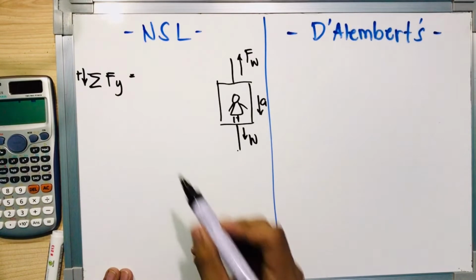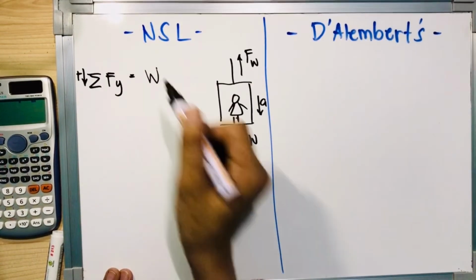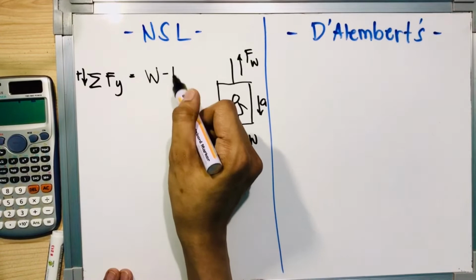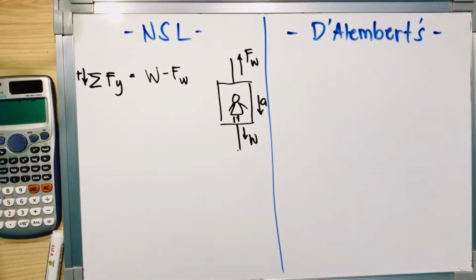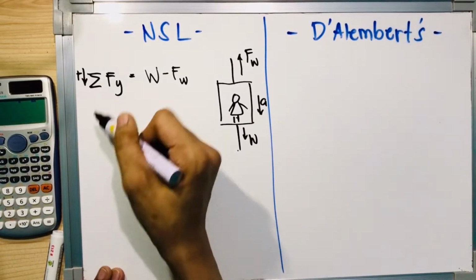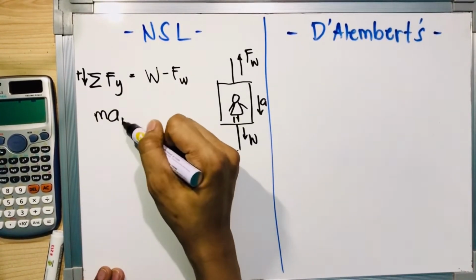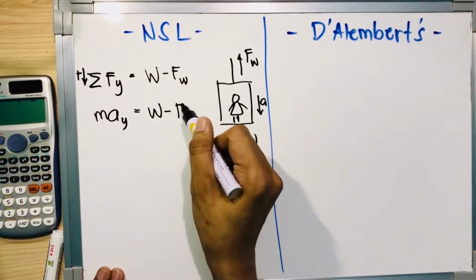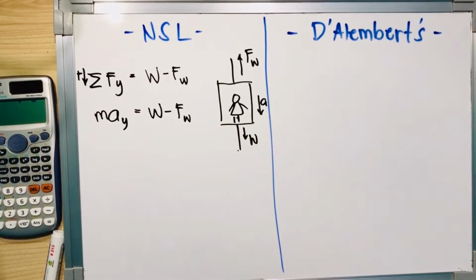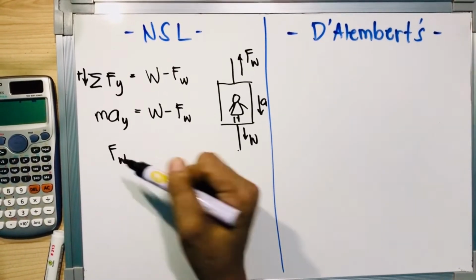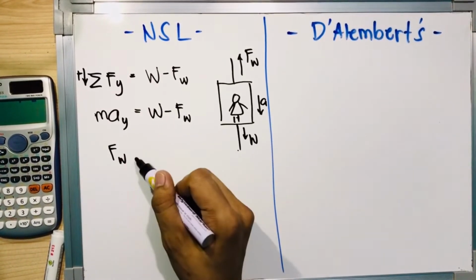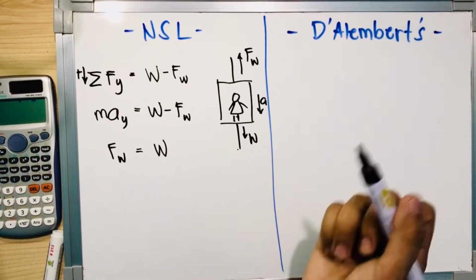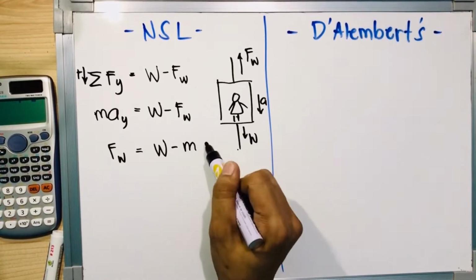So that will be, my weight would be positive and the force exerted by the woman in the elevator will be negative. So Fy will be MAY is equal to weight minus the force exerted by the woman. So gagawin ko lang dito is ilipat ko ngayon yung force exerted by the woman sa kabila, magiging positive, and then weight stays the same, pero yung MA ko magiging negative.